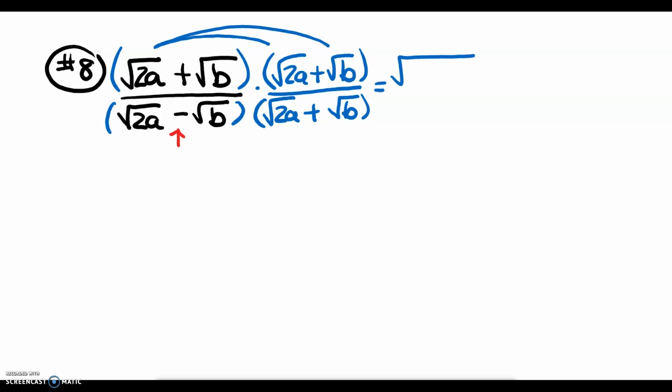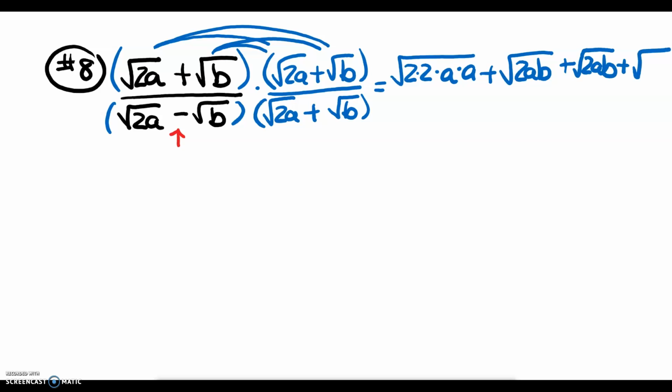So I get radical 2 times A times A plus radical 2AB. Let's distribute the second term. I get positive radical B times B. Or, oh, I missed something. Whoops. Plus, I have to multiply that first term. Radical 2AB plus radical B times B.